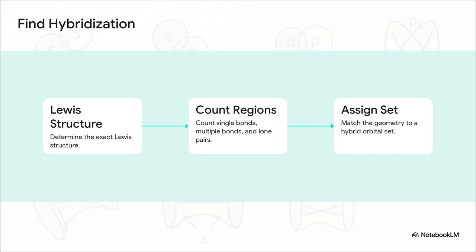But remember, a single bond, a multiple bond, or even a lone pair of electrons, each of those just counts as one single region. Step 3. Take that number and assign the corresponding hybrid orbital set from the cheat sheet we just looked at. 3 simple steps and boom, you've unlocked the atom's structural blueprint.